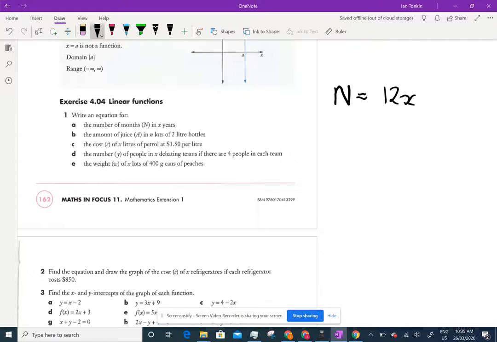Do the same for the other one. The amount of juice in a 2-litre bottle. So the amount of juice, okay, in one bottle, 2 times 1. In 2 bottles, 2 times 2. In 3 bottles, 2 times 3. In n bottles, 2 times n. So you get this sort of idea. You should be able to do the rest of those.